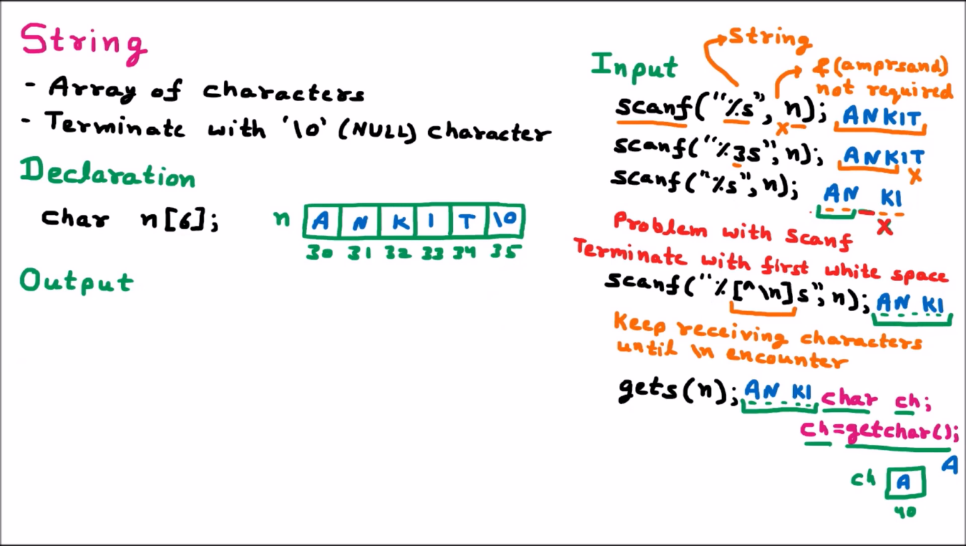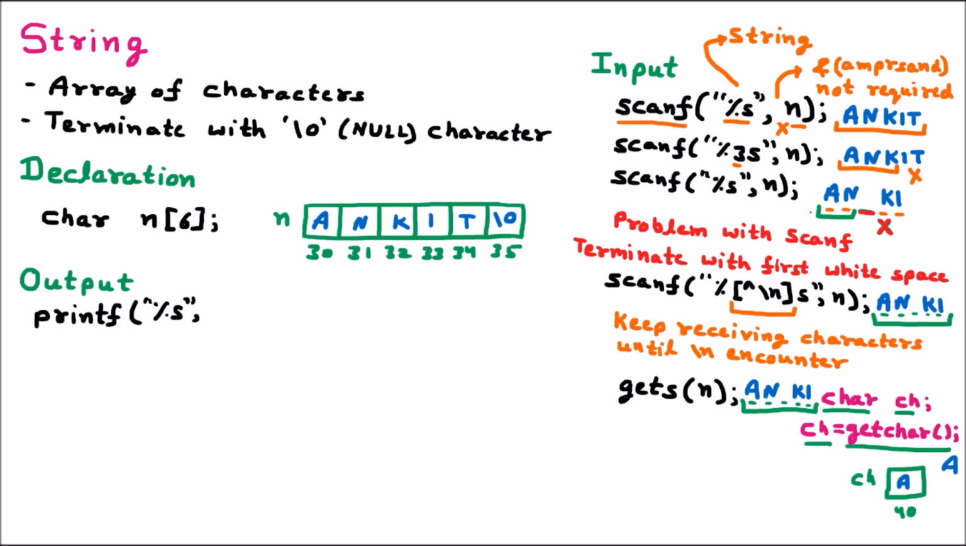For giving the output, we use the printf function. Similarly, for strings, we can use the printf function. Printf means printing on the screen. After that, the bracket starts, and in the bracket we have %s. %s is for the string, then a comma.